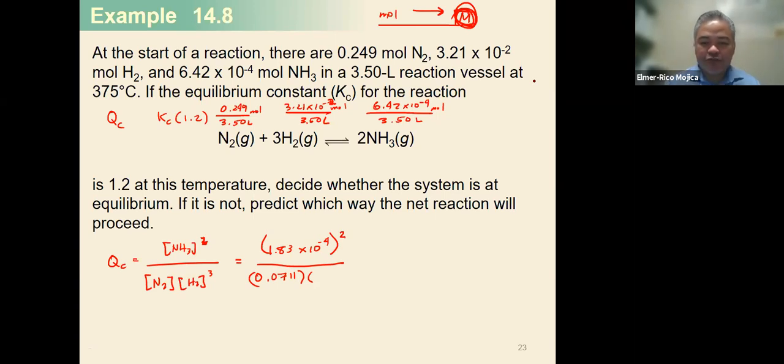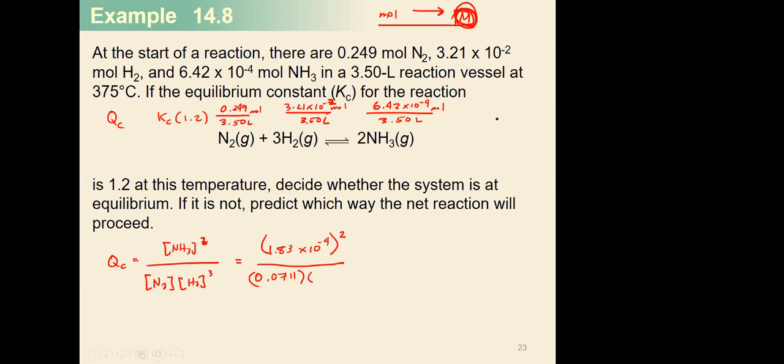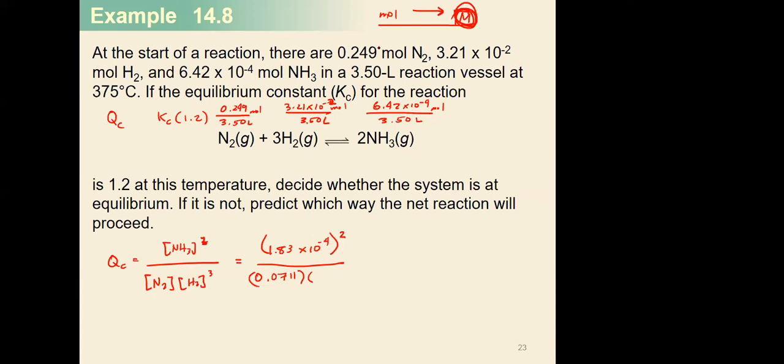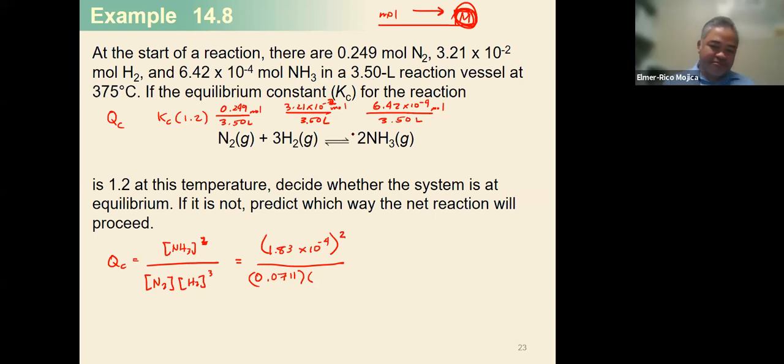So do you know where I get the 1.83 times 10 to the negative 4? Do you know where I get the 0.0711, class? Hello. No. We get it when we divide each of the moles by 3.5, because we need to get the concentration. And concentration unit is moles per liter. All we need is the moles and all of them in a volume container, which is 3.5.